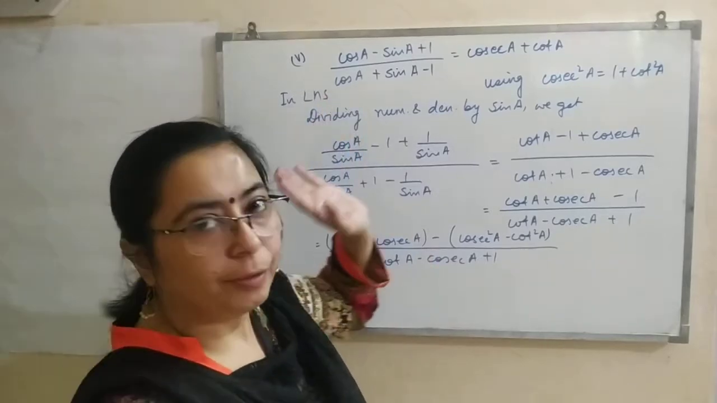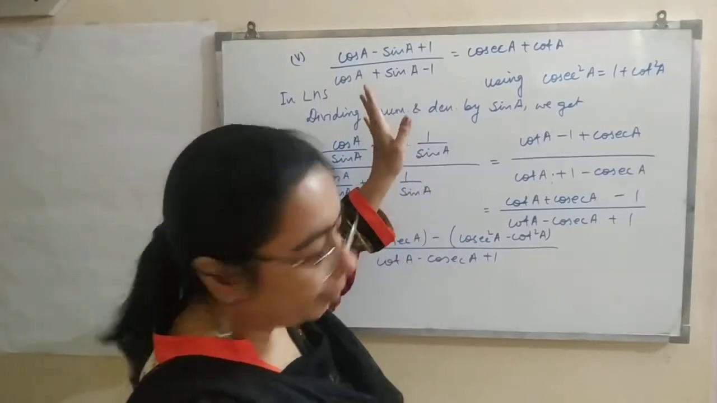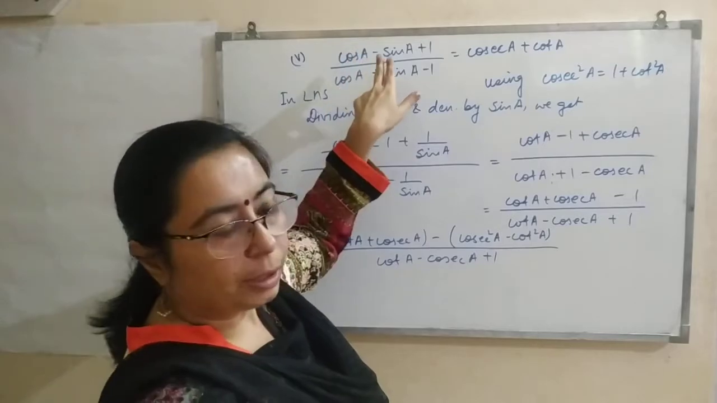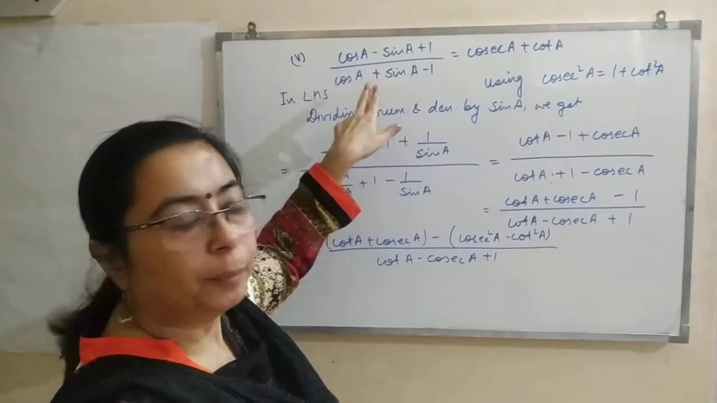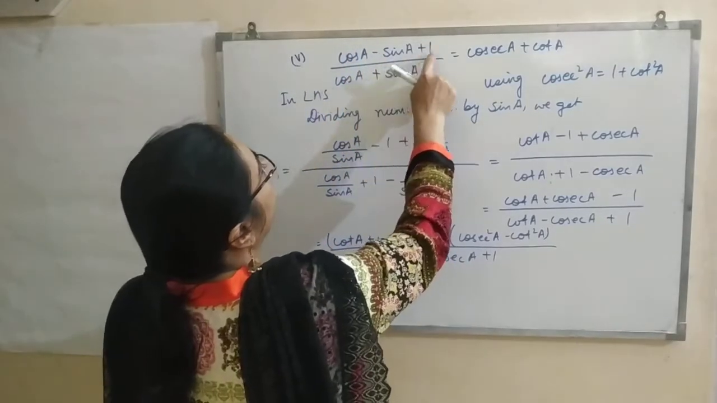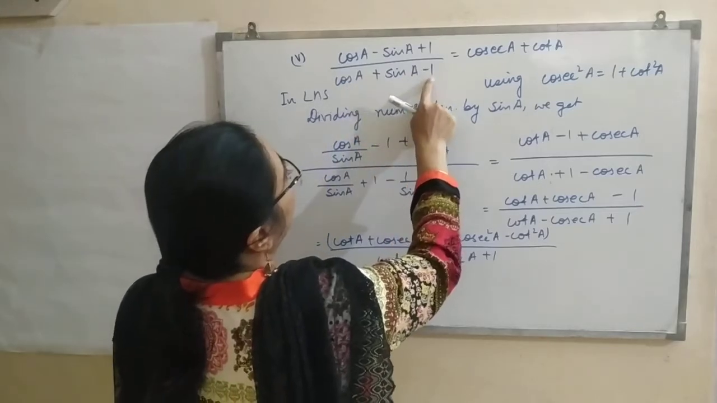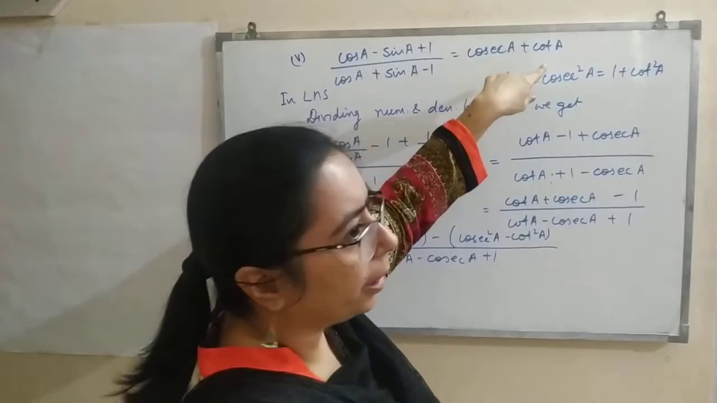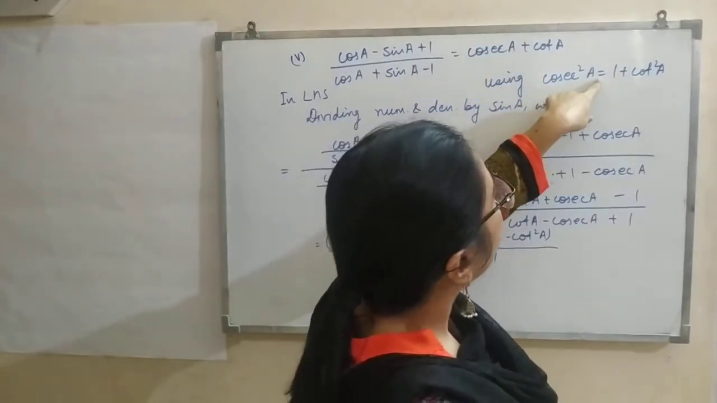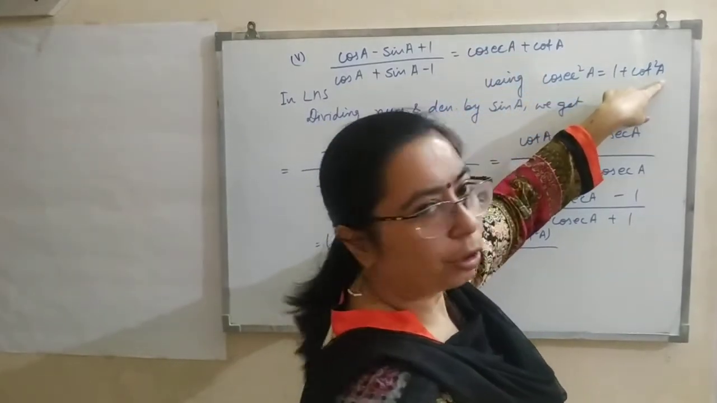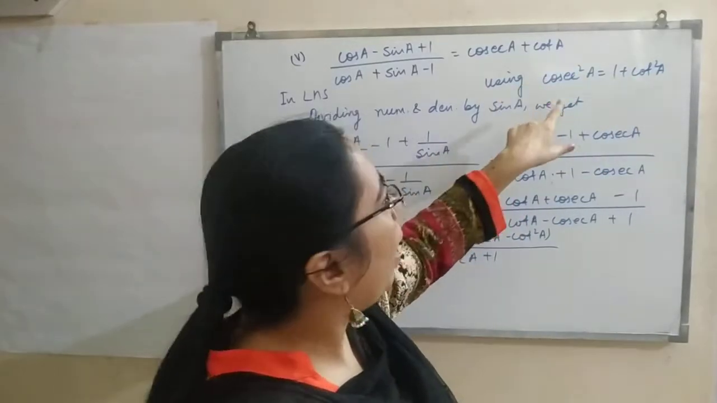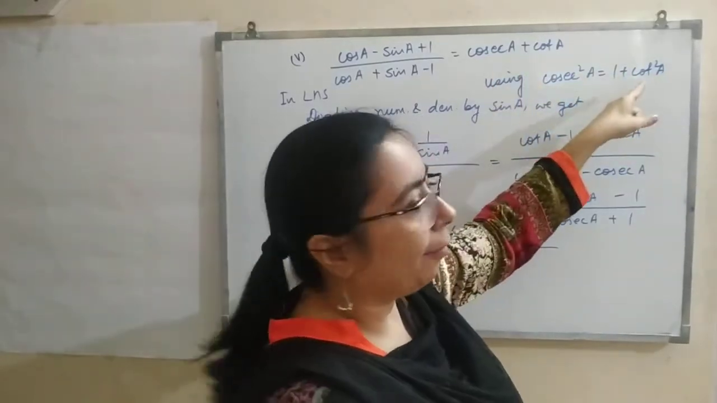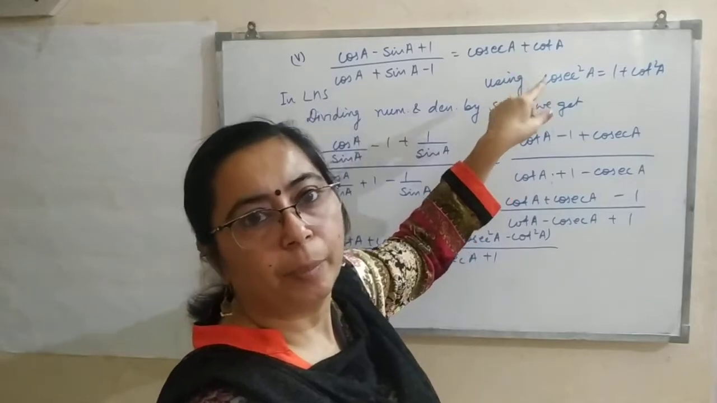Now we start with fifth part of fifth question. This part is again very important from exam point of view. (cos a − sin a + 1)/(cos a + sin a − 1) is equal to cosecant a plus cotangent a. You have to prove this identity using cosecant square a is equal to 1 plus cot square. When it is mentioned you have to use this identity, then you have to do the question using the same identity.